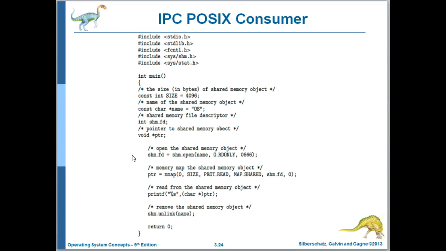Open the shared memory object, map the shared memory object into the process's address space. This will read the shared message, printing it on the terminal, and then finally destroy the shared memory object.